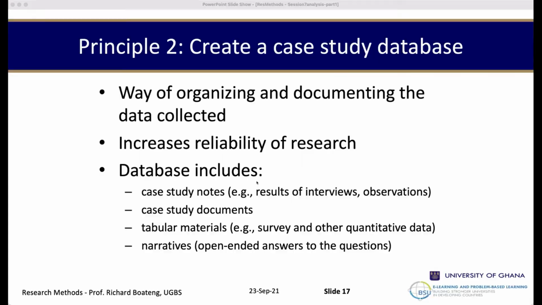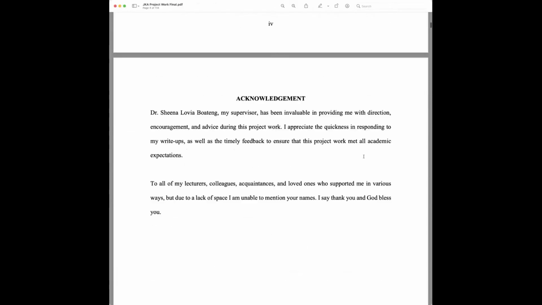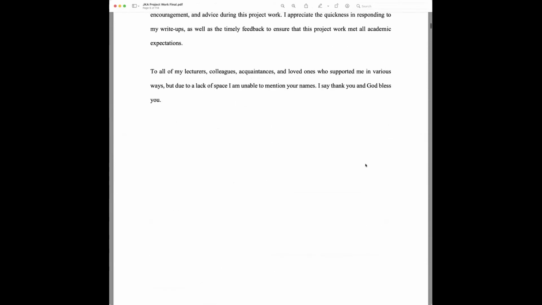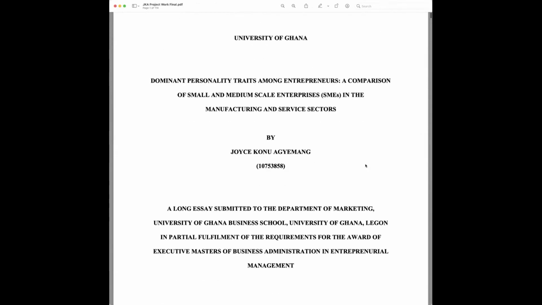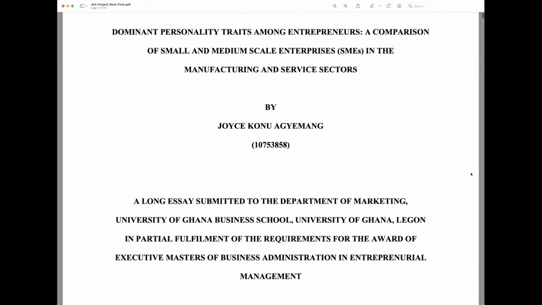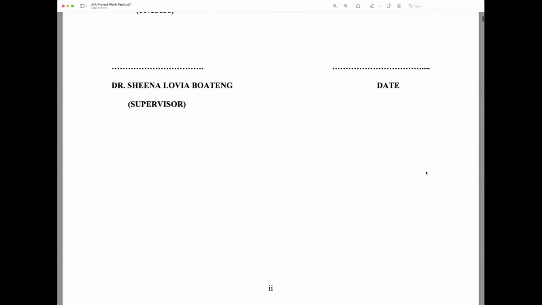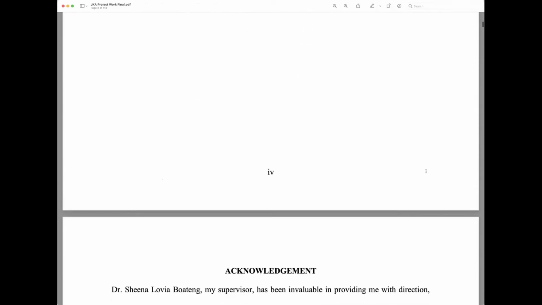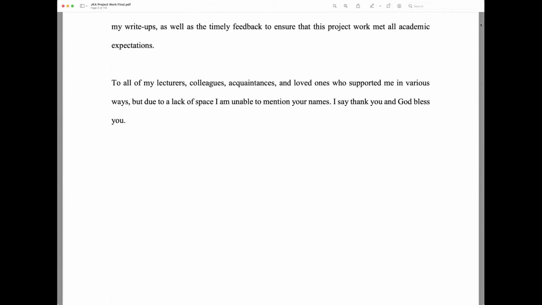So look at this example, for as one, Joyce's work. When you go down, Joyce is doing something in, I think, marketing or international business. One of them. Okay, dominant personality traits among entrepreneurs, a comparison of small and medium scale enterprises in the manufacturing sectors. So to be able to do a good job, she understood what was required of her.